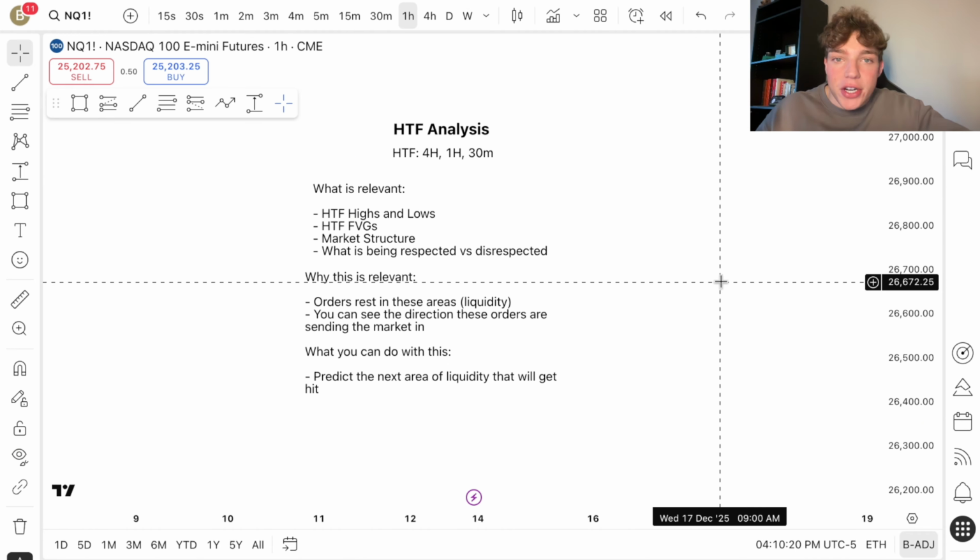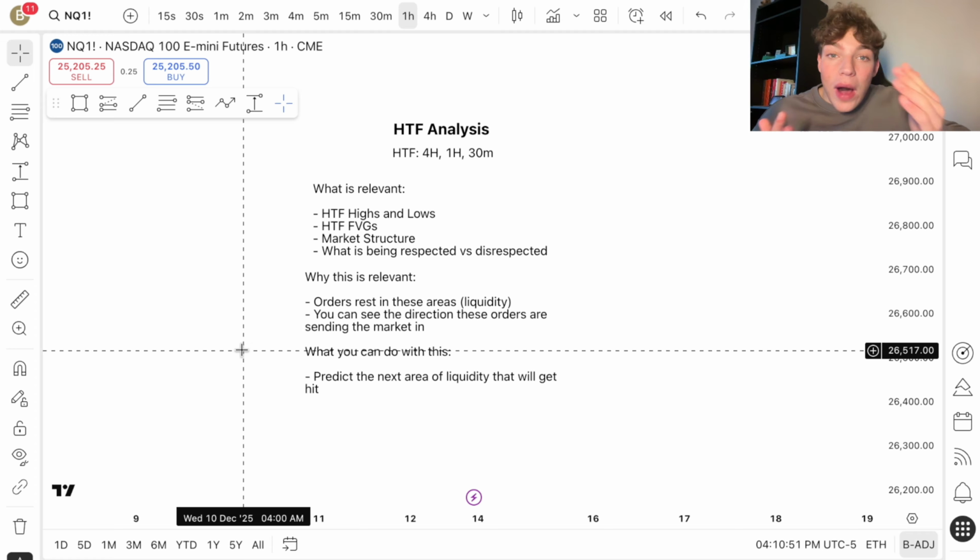The general market structure. Obviously, you need to know if in the high time frame you're in an uptrend or a downtrend. That's pretty self-explanatory. And then the question you have to ask yourself is, what is being respected versus disrespected? For that, you look at the market structure, seeing if you're in an uptrend or a downtrend, and you combine that with fair value gaps like we talked about in our last video. If we're respecting 1 hour bullish fair value gaps and disrespecting bearish fair value gaps, that's just another sign that you're in that uptrend.